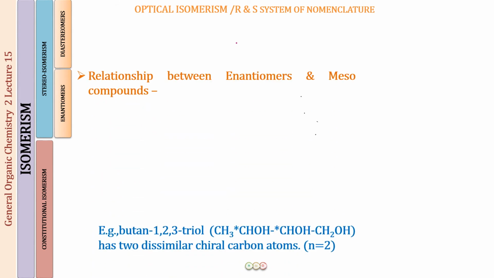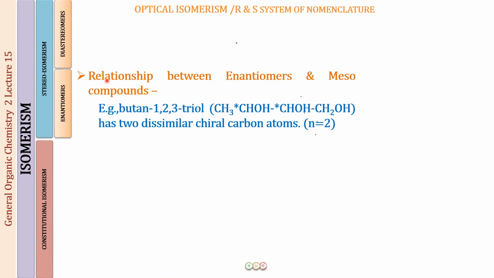The example that I am taking here is of butane-1,2,3-triol. If you write down the structure, this will be carbon number 1, carbon number 2, carbon number 3, carbon number 4, a 4 carbon chain. So butane, and at position number 1, position number 2 and position number 3, there is an OH group. So this becomes butane-1,2,3-triol.